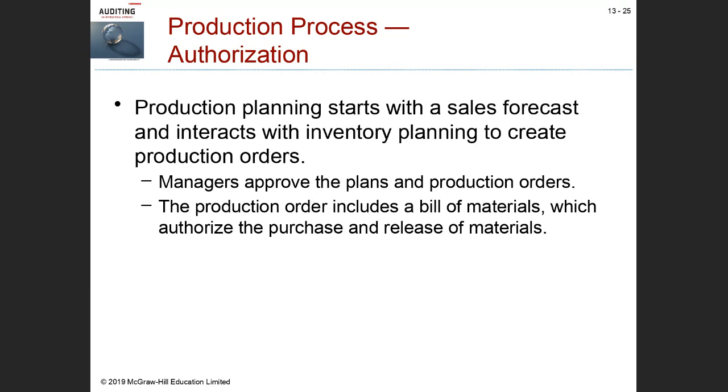Okay, and this particular PowerPoint deals with controls that should exist within the production cycle. Again, this is on page 592. If you turn to that page, that's where the authors start talking about the controls that should be in place. With respect to authorization of the production process, part of the control over inventory costs is we should have a sales forecast before we even start to produce anything. We have to know how much we're going to sell in order to know how much we need to produce.